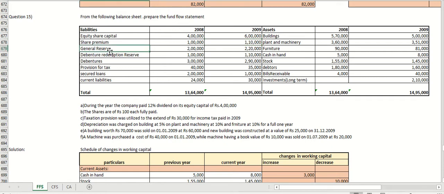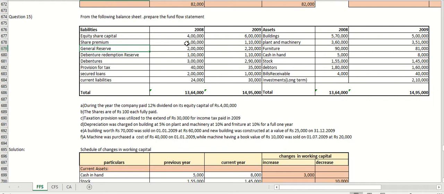Point 3, general reserve: 2 lakhs and 2 lakhs 20,000. If you see, the profit and loss account is not given in the question. So the general reserve account's opening balance and closing balance are given. Since the profit and loss account balance is not given, we assume that all profits are transferred to general reserve. Hence, we will consider the general reserve account's balance as the profit and loss account balance.